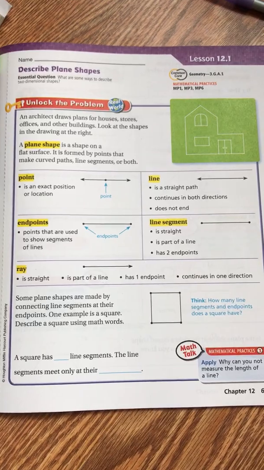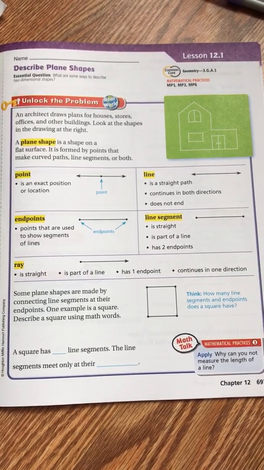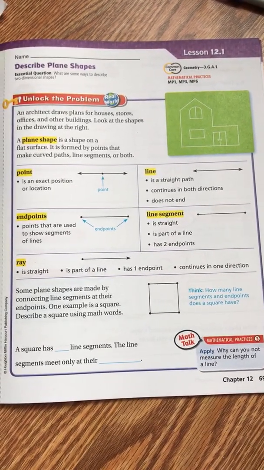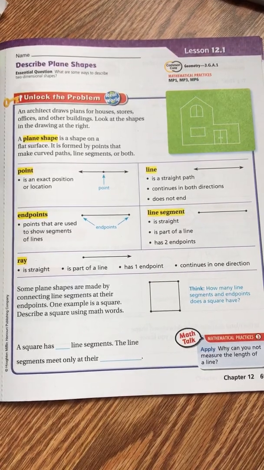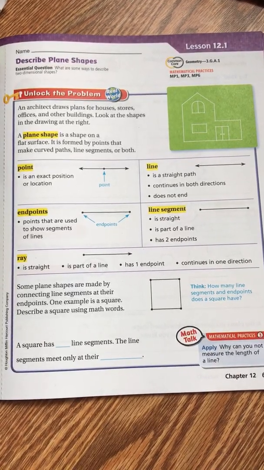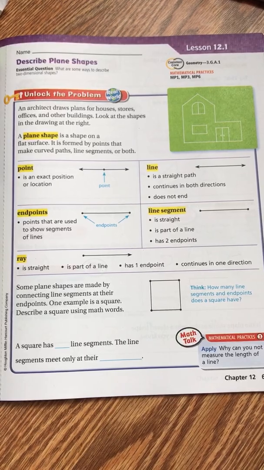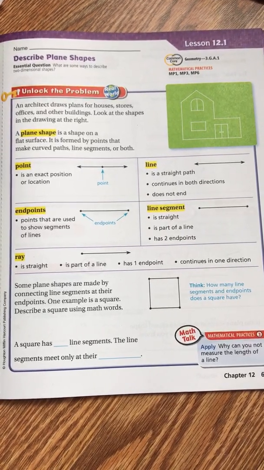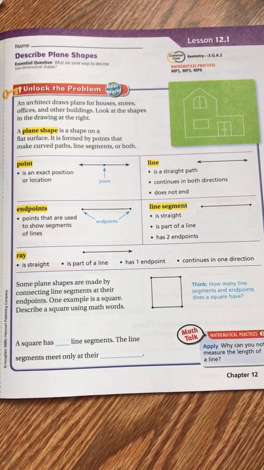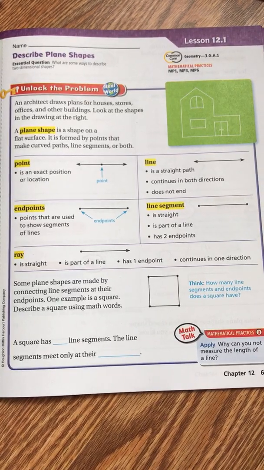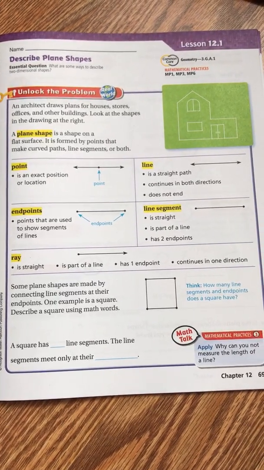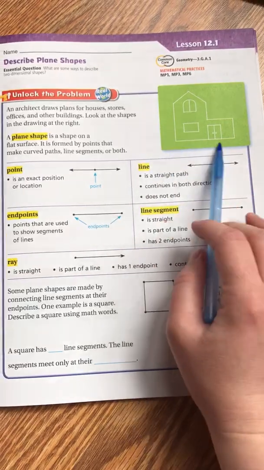We're going to start looking at chapter 12 today. So today's lesson is 12.1 and it says describe plane shapes. So let's unlock the problem. An architect draws plans for houses, stores, offices, and other buildings. Look at the shapes in the drawing to the right. So here's our drawing. Take a look at that.